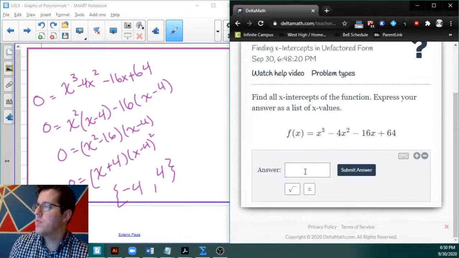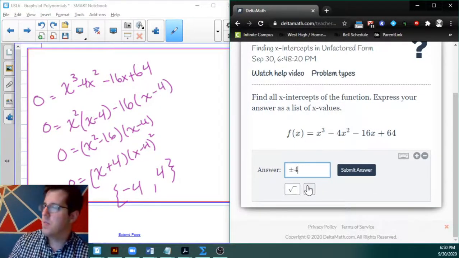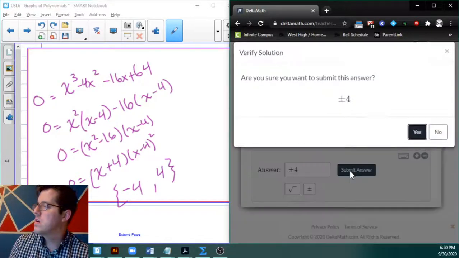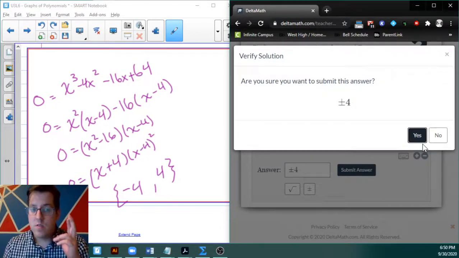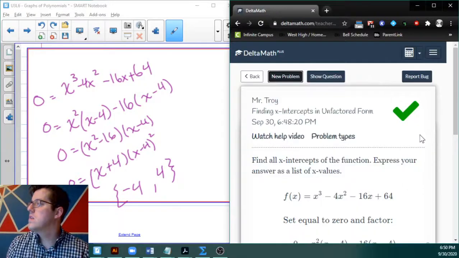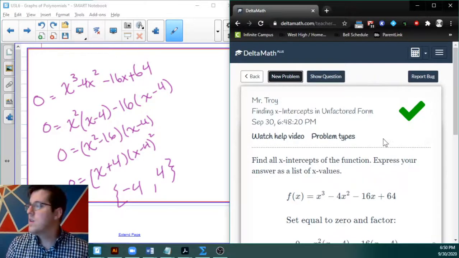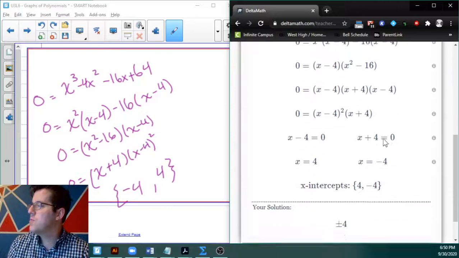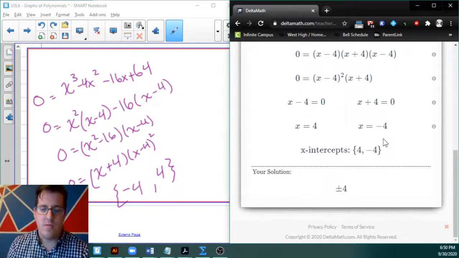So, can I just say plus or minus 4? That'd be kind of cool. Fingers crossed. Knock everything off the table. Hey, there it is. Okay, show me a graph, show me a graph, show me a graph. Oh, no graph. Hey, that's okay.